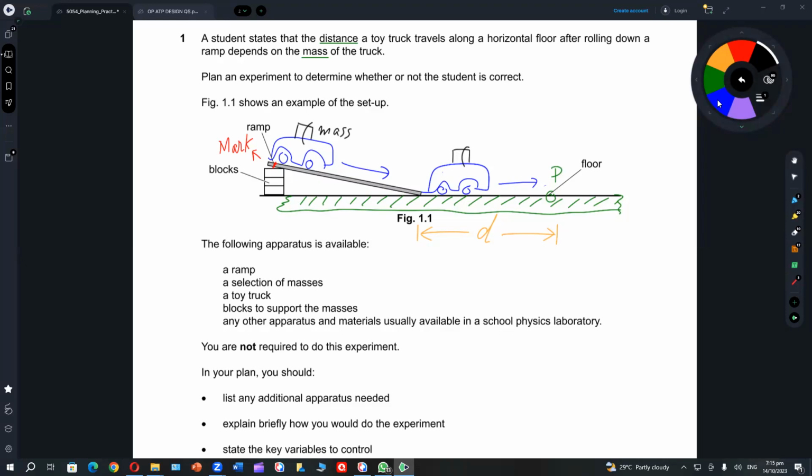Now, I will keep on increasing the mass, and I will keep on recording the distance. Then I will record the values in a table, and I will draw a graph of mass versus D.